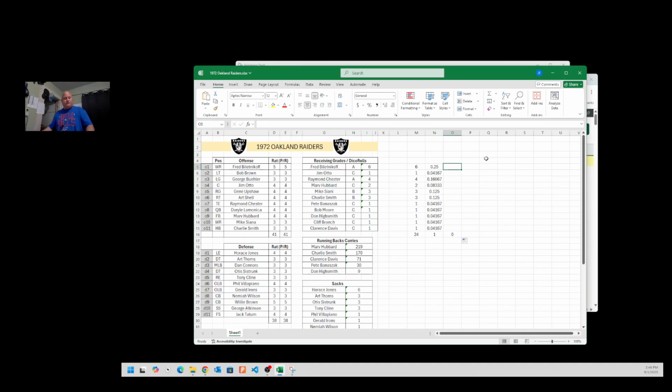Now we're going to figure out what that percent of dice rolls is. So there's 36 total dice rolls. If Fred Biletnikoff got the ball 25% of the time, then he's going to get 25% of the dice rolls, which is going to be right around 9 of 36. So let's do the math, and we'll say N equals N5 times 36. So it's 9. So 9 out of 36 dice rolls belong to Freddie Biletnikoff.